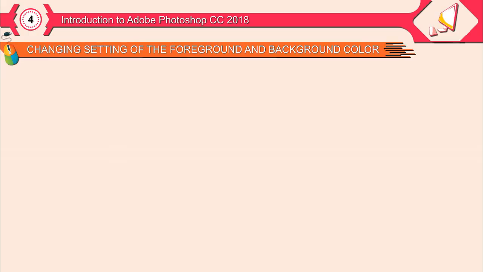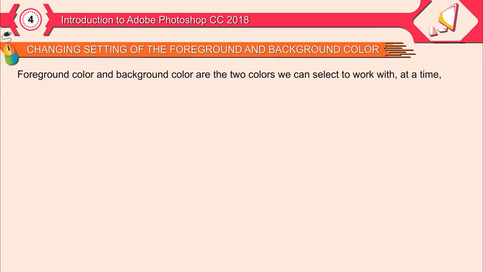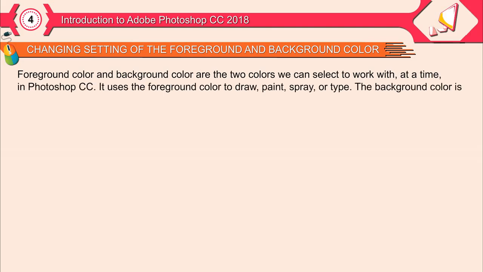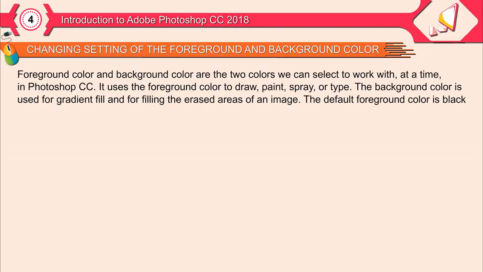Changing setting of the foreground and background color. Foreground color and background color are the 2 colors we can select to work with at a time in Photoshop CC. It uses the foreground color to draw, paint, spray or type. The background color is used for gradient fill and for filling the erased areas of an image. The default foreground color is black and the background color is white.